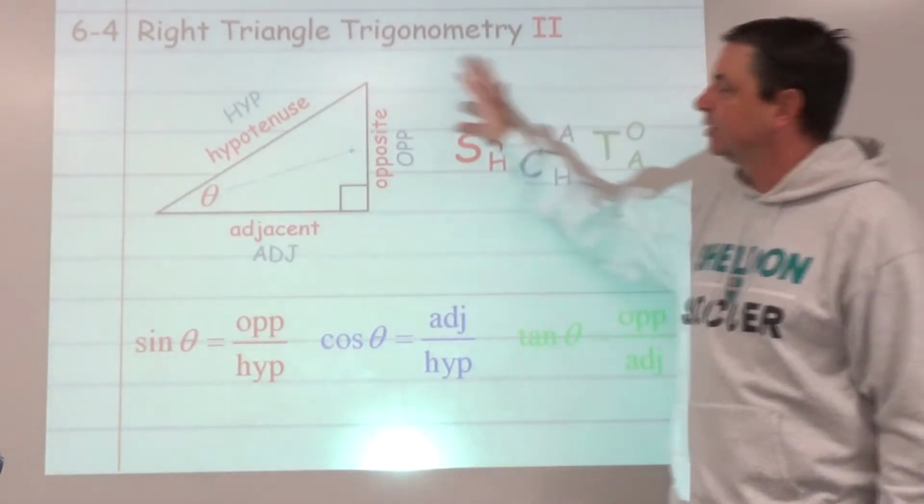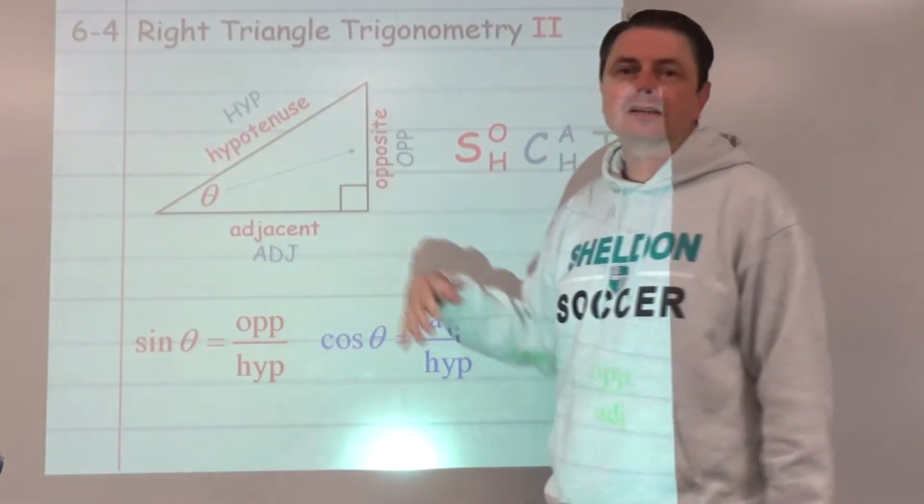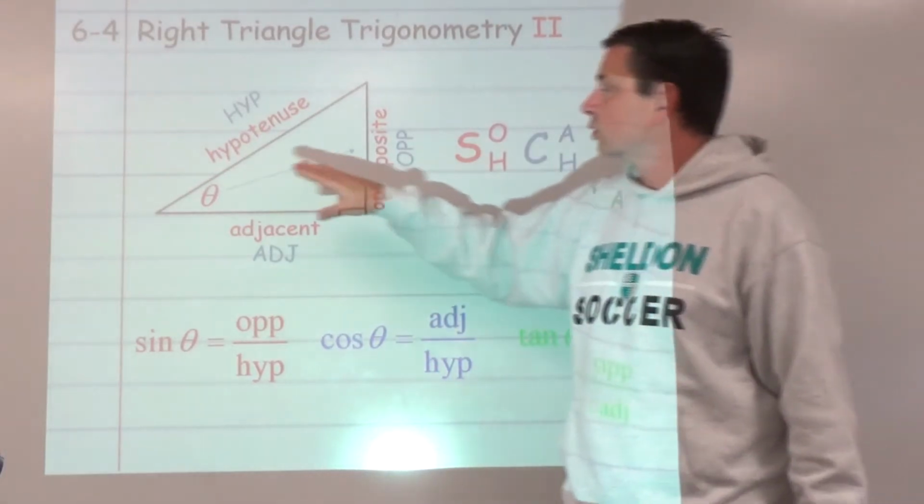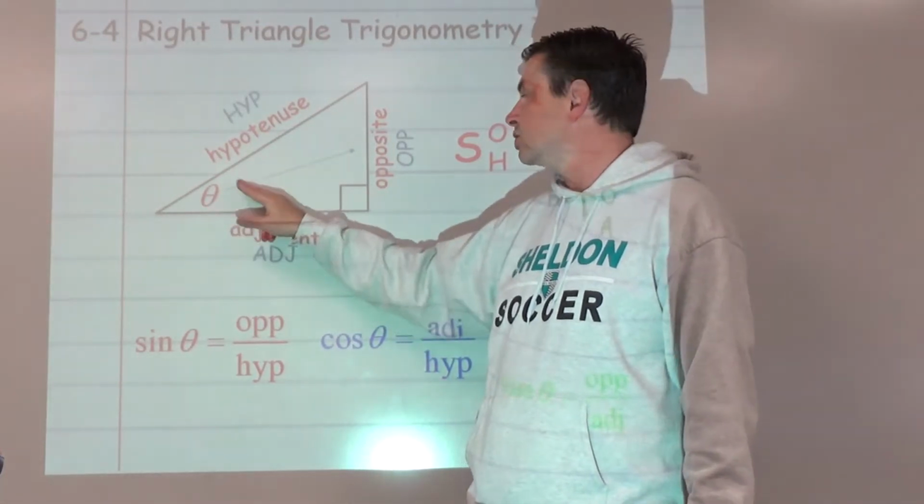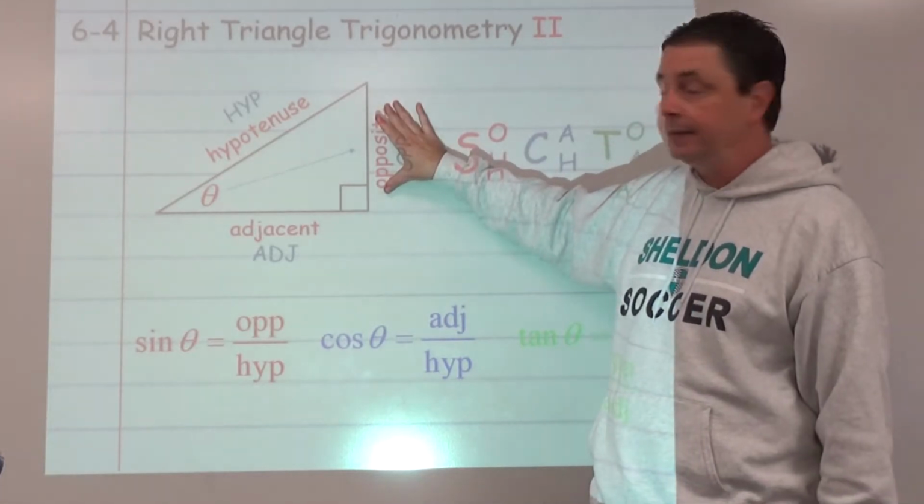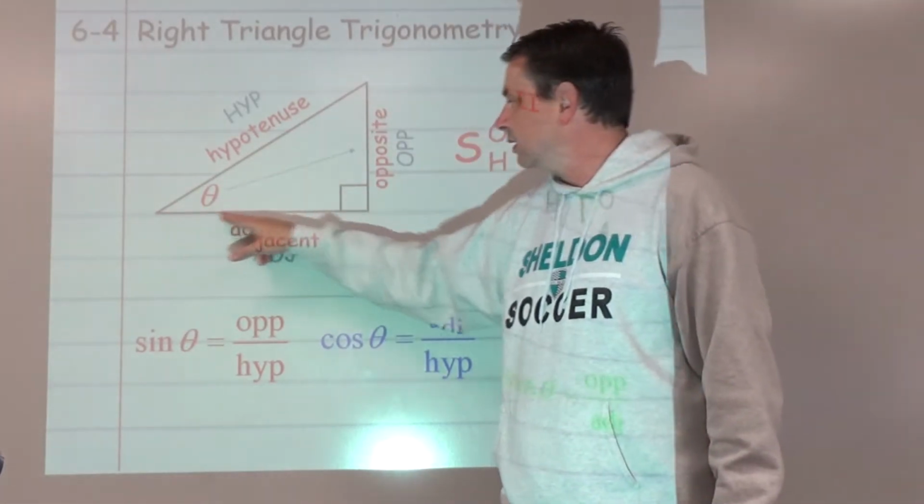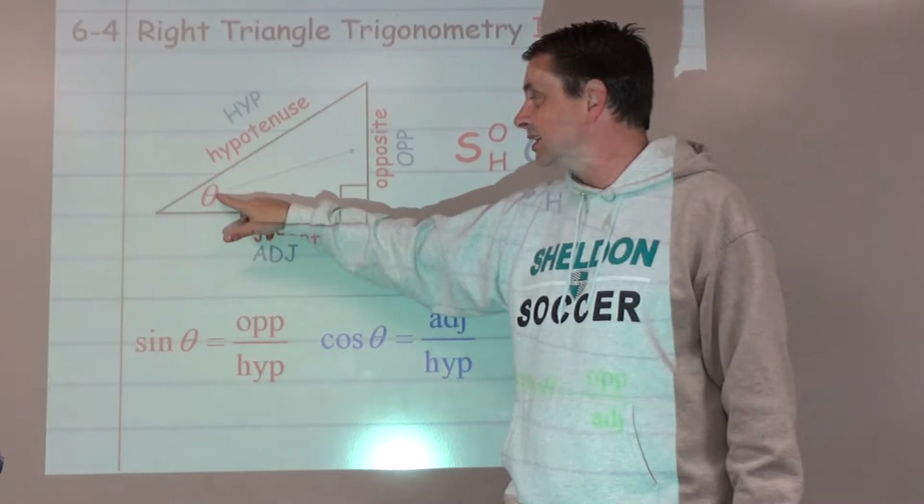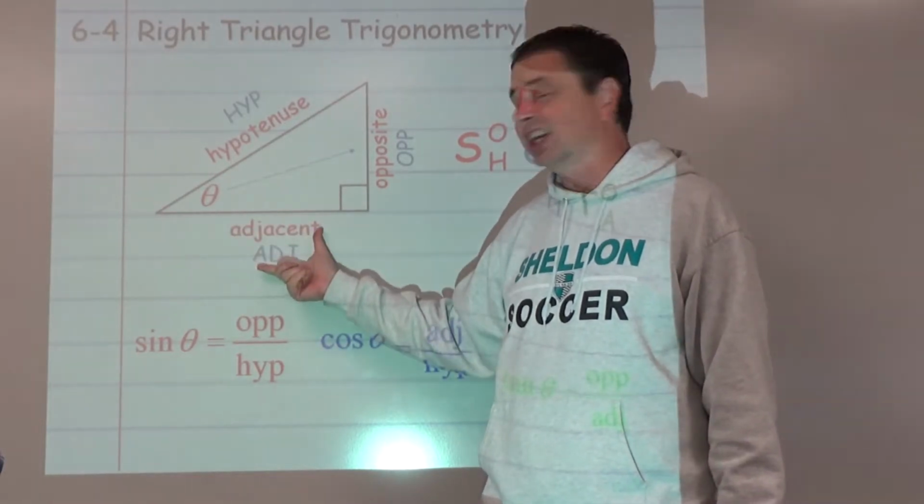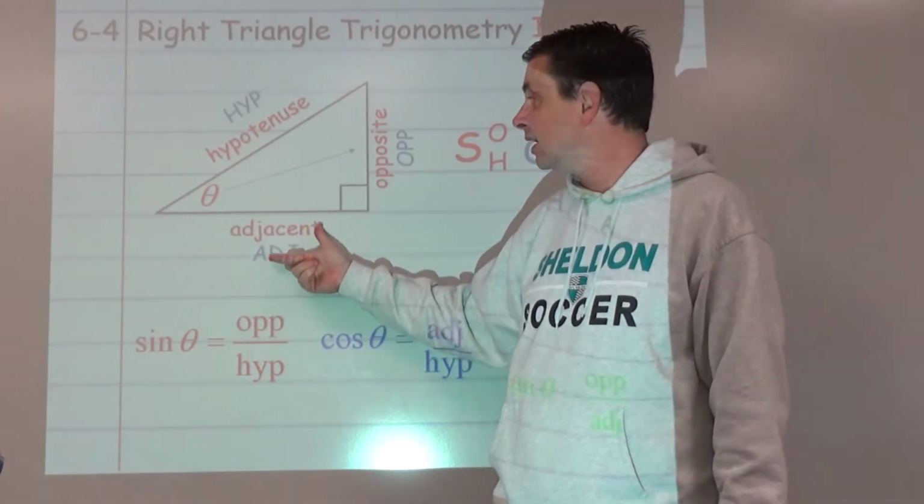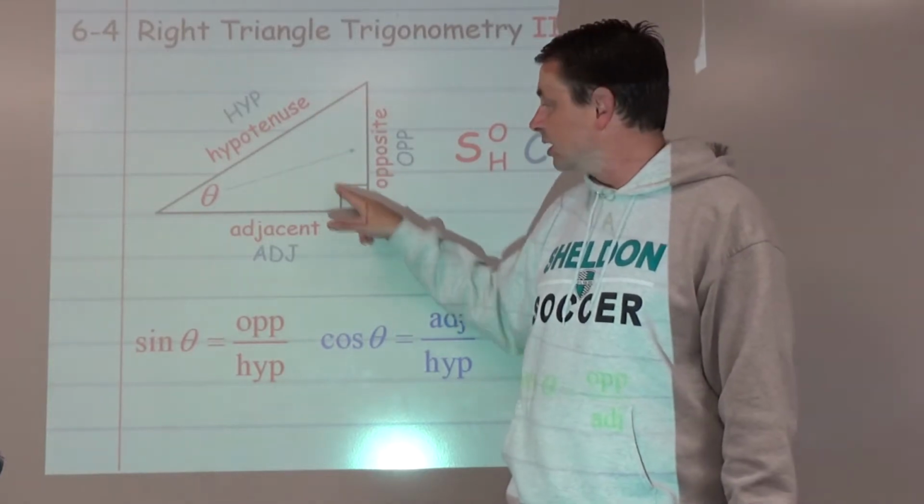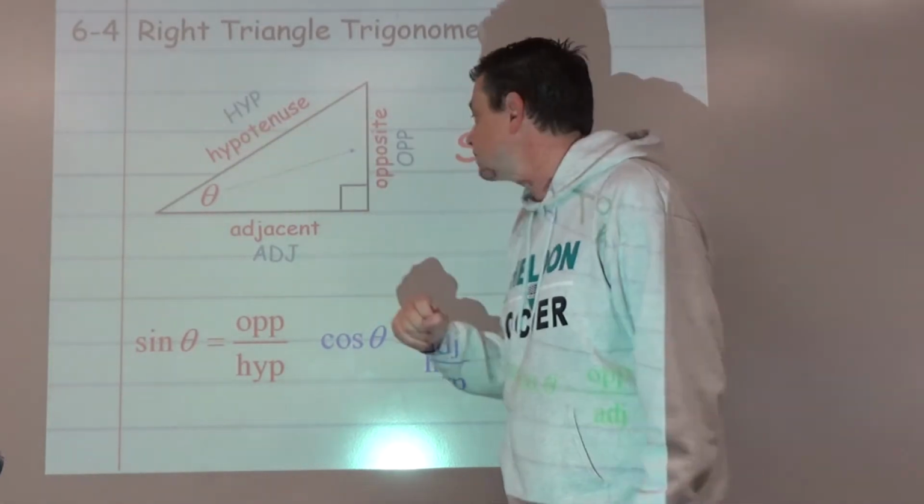So just a reminder how we look at and place things in regards to an acute angle in a right triangle. We've got the opposite side, we've got the leg that touches the angle in question, so that's the adjacent leg or adjacent side. And then the longest side, always opposite the right angle, is our hypotenuse.